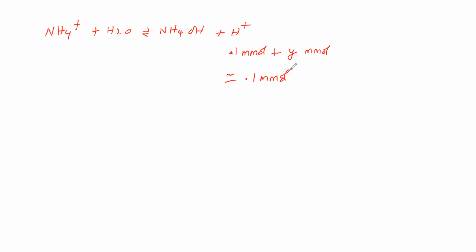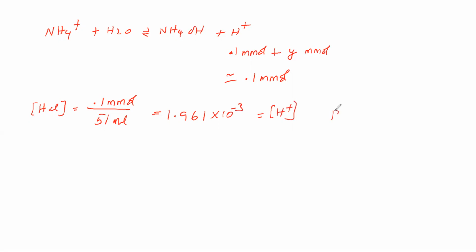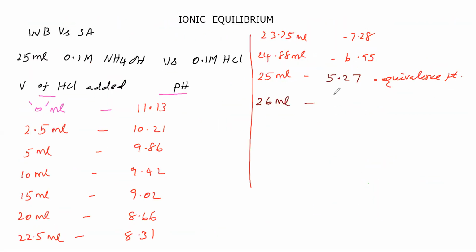Now in the resultant solution we can take the HCl present as 0.1 millimole. The volume of the resultant solution is 51 ml. On simplifying, we get the concentration of HCl, which is equal to the concentration of H plus. From this we can find the pH of the solution. We got the pH of the solution as 2.707. So the pH of the resultant solution we have got.